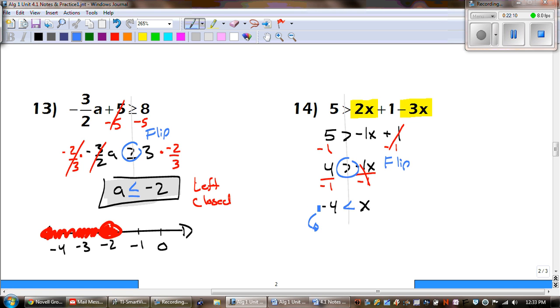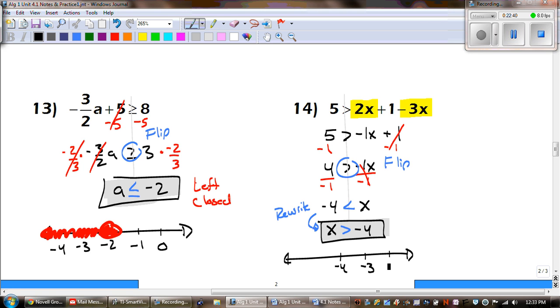Now at this point we have to rewrite it because the x is on the wrong side. Okay, so the inequality is pointing at the negative 4, so I'm going to make sure it is still pointing at the negative 4. And we have x is greater than negative 4. Okay, 2 numbers to the left and 2 numbers to the right. That inequality tells me that we shade to the right and it's open.